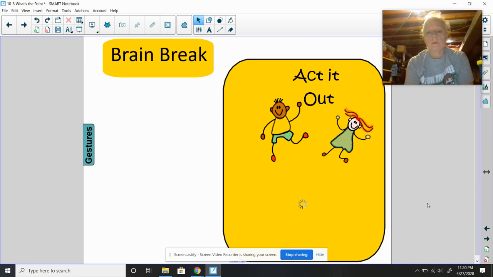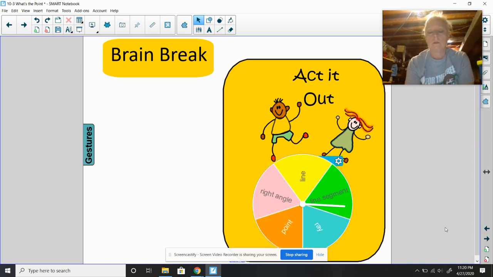Quick little brain break if you want to take a brain break. I have different ways you can make lines, line segments, right angles, points, and rays. Remember fist pointers for your gestures?